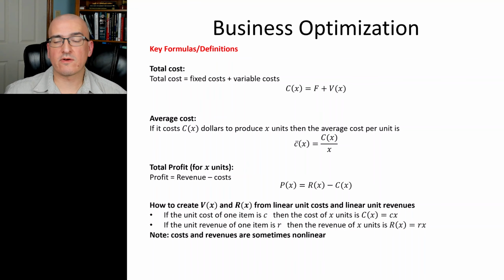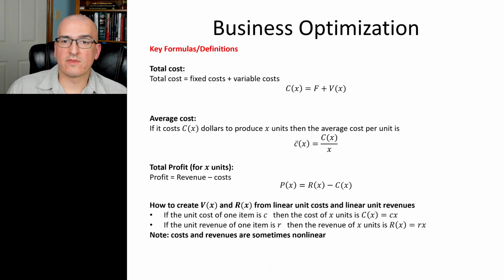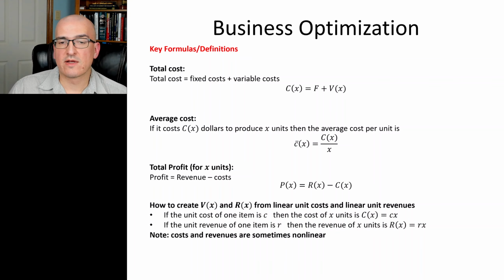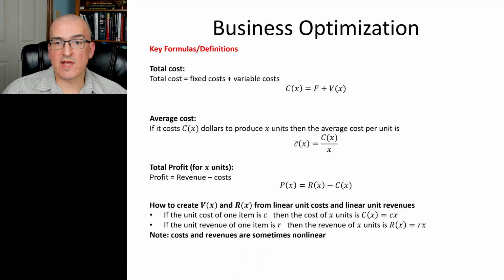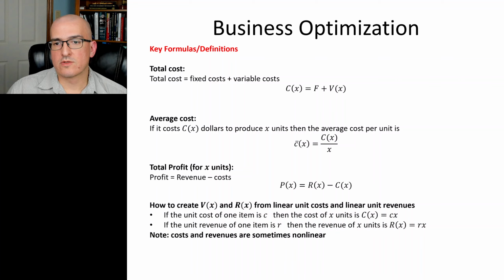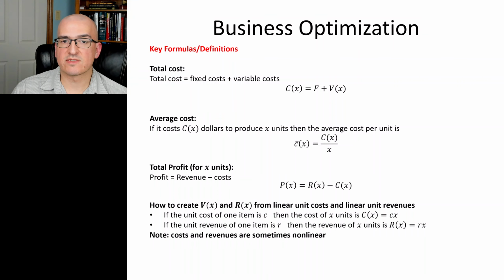Another quantity or formula that we are sometimes interested in with business optimization is the average cost. The average cost is defined as the total cost divided by the number of units that are made. So if the total cost is C of x, then the average cost is C of x divided by x, if x stands for the number of things that you're making.